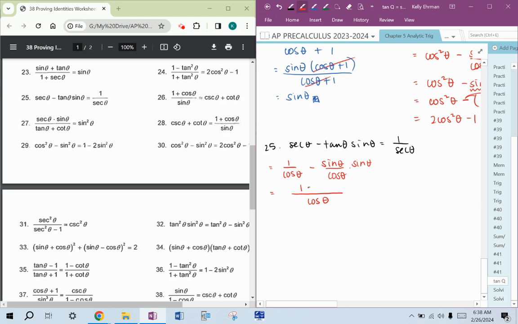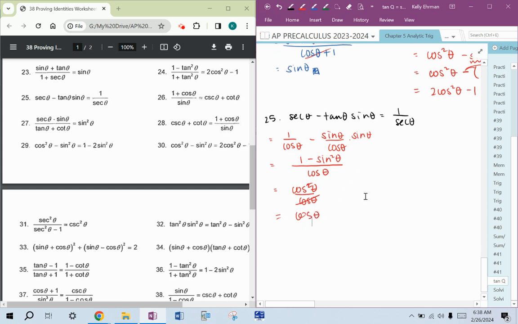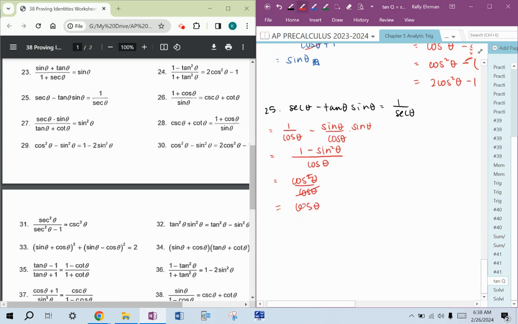It's 1 minus, this will be sine squared theta, over cosine. I see a Pythagorean identity here. That's cosine squared theta over cosine. The cosine on the bottom cancels with 1 on the top, so we're left with cosine theta. Now this is kind of weird because this proof wants us to rewrite this as 1 over secant. We don't usually do this, but cosine is equal to 1 over secant theta.